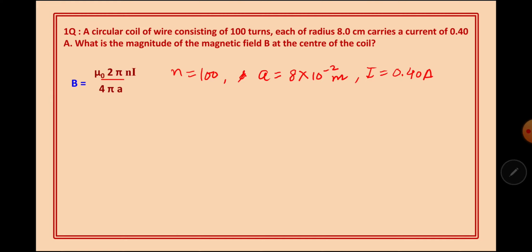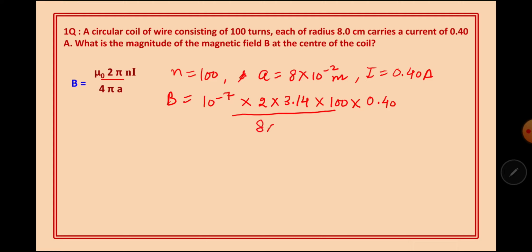So we need to simply substitute the values in the expression for magnetic field, and we get to know what is the answer. So B will be equal to mu naught upon 4 pi, we know it is 10 raised to power minus 7, into 2 pi. Pi I am substituting is 3.14, into number of turns, which are 100 in this case, into current, which is given to be 0.40, divided by the radius, which is given to be 8 into 10 minus 2. Now students, what we can do is we can just separate the powers of 10 on one side and the remaining terms on the other side.